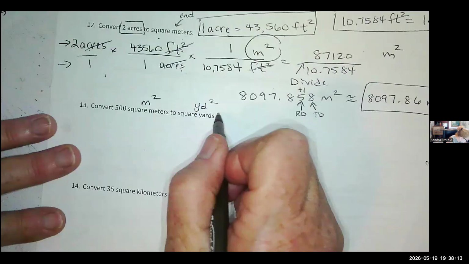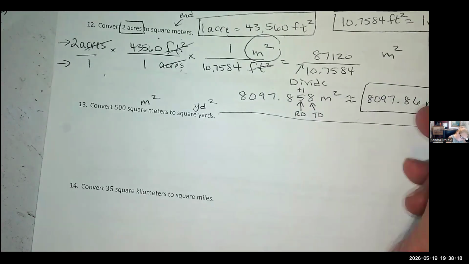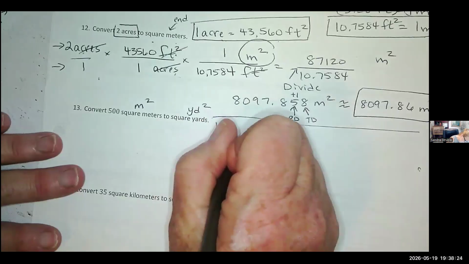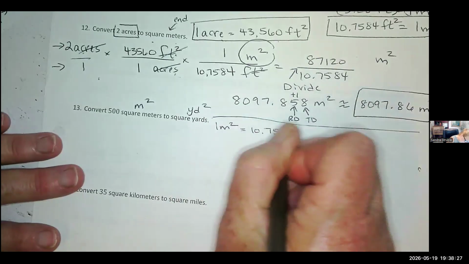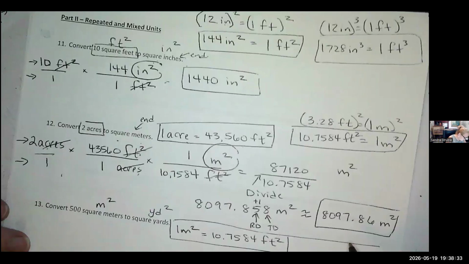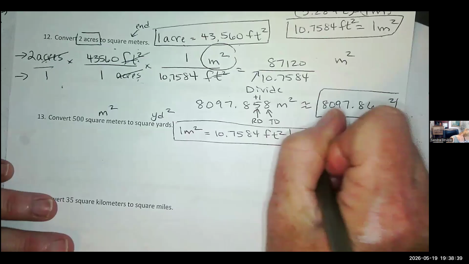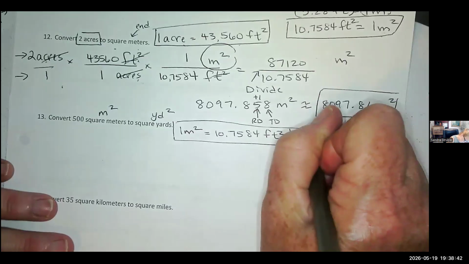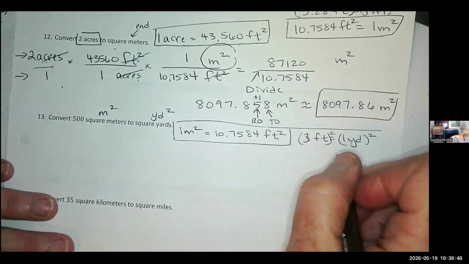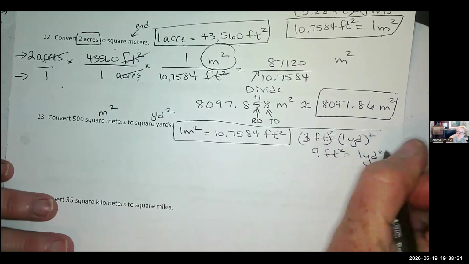Oh, right here. Here are my conversions for meters squared to feet squared. 1 meter squared is equal to 10.7584 feet squared. And then I just need to find feet squared to yards squared. Well, 3 feet is equal to 1 yard. So if you square both sides, 9 feet squared is equal to 1 yard squared. So there is my other conversion I'll use.